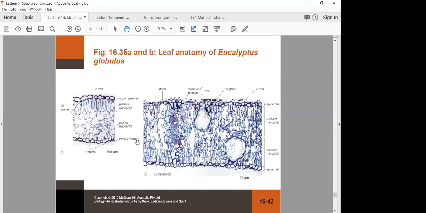Right, to the right, we can see a mature leaf. Once again, same sort of structures, but now we can see one of the vascular bundles within the leaf that contains xylem and phloem. And we can see this as a leaf vein. Here we also see a specialised cell within the epidermis, and of course this is an oil gland cell. Being eucalyptus, that makes a lot of sense.